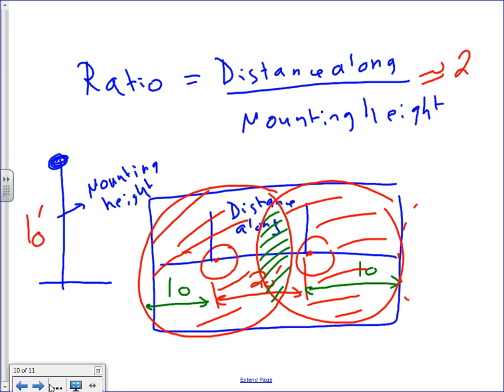So here's the distance between the mounting. Can you guys see the distance? The mounting height is 10. The distance between the fixtures is twice that, so here's a 10 fixture. Between the two fixtures is 20, right? That gets you the best distribution. The ratio is 2 to 1. Distance is twice the height.